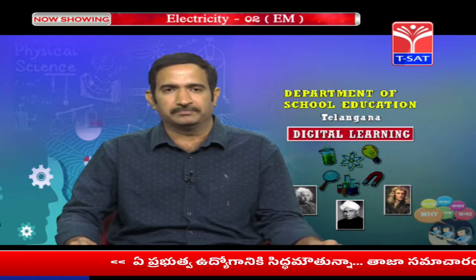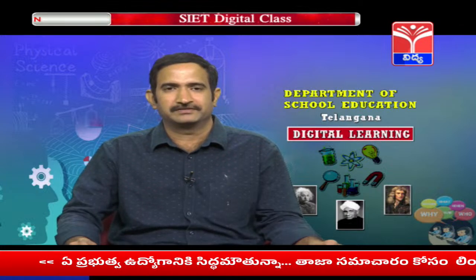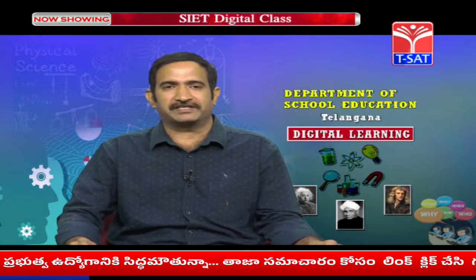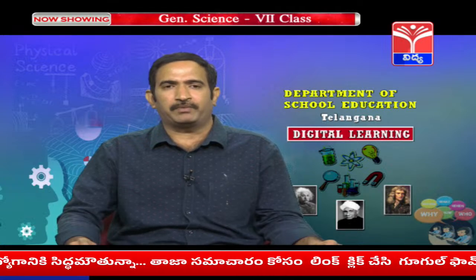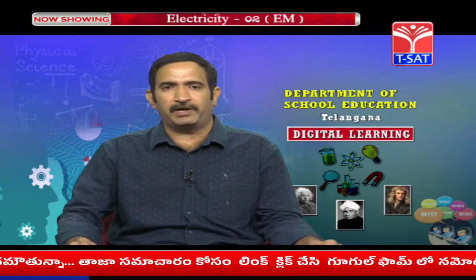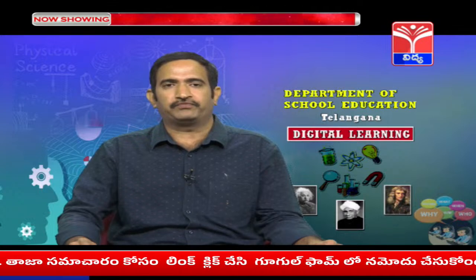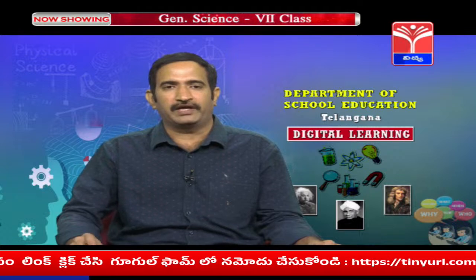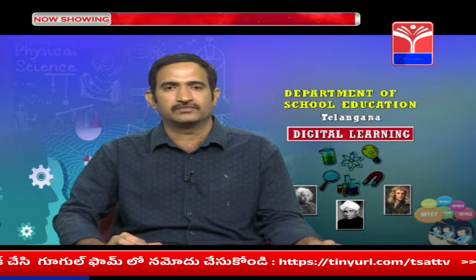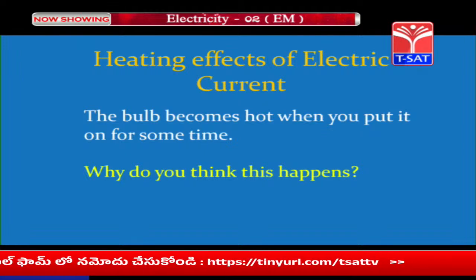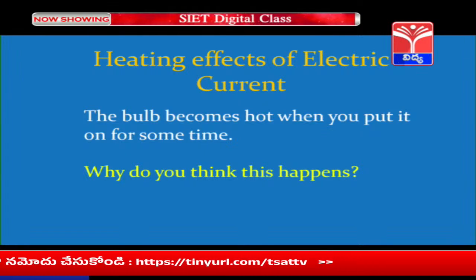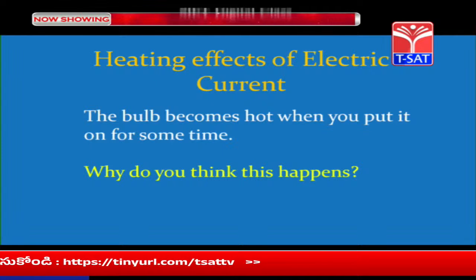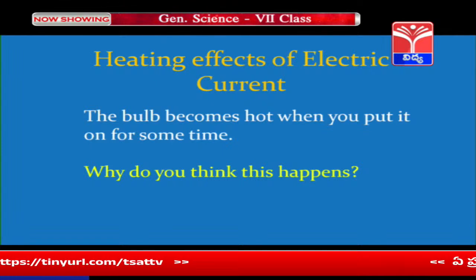Children, what happens whenever we light the bulb for more time? Yes, you are right, the bulb gets heated, and if we keep it on for long, the bulb may fuse. It is due to the heating effect of electric current. The bulb becomes hot when you keep it on for some time. Why do you think this happens?